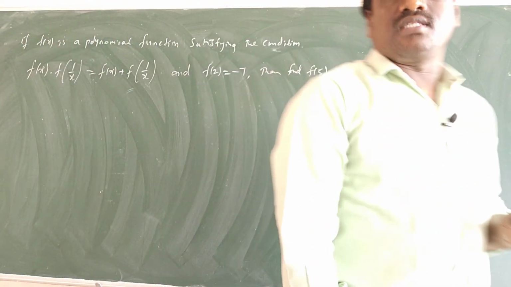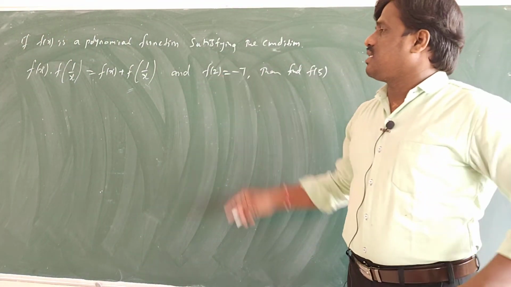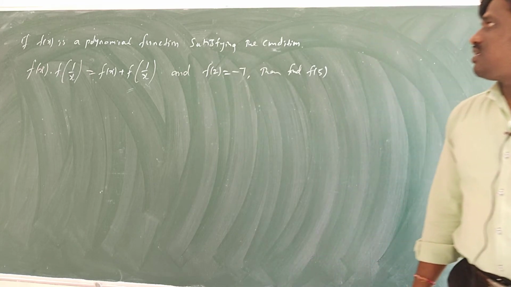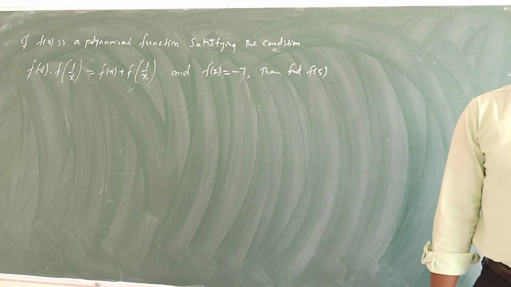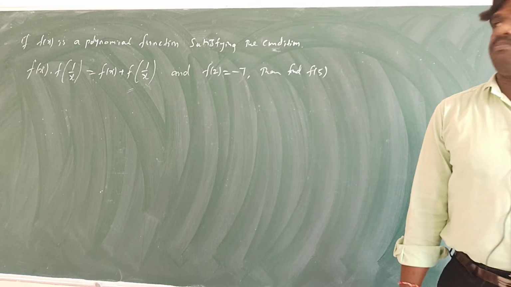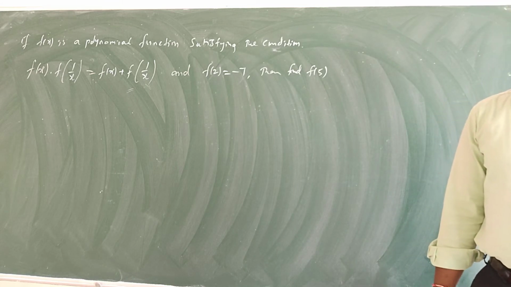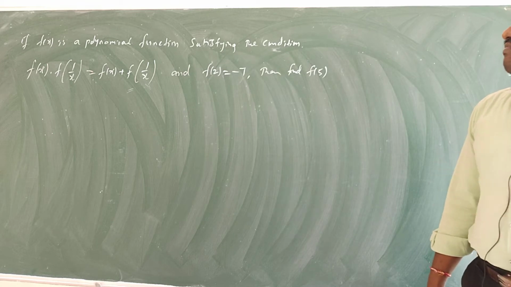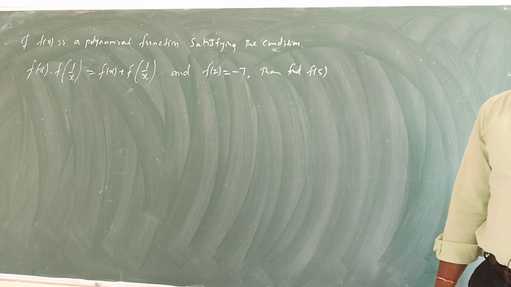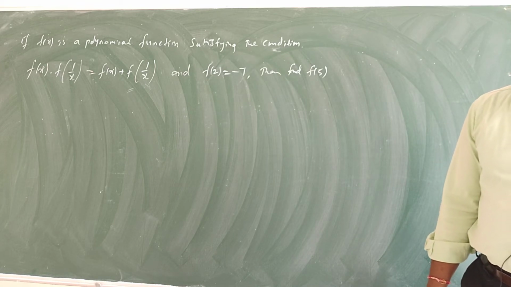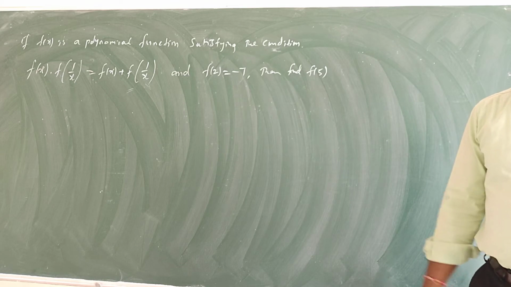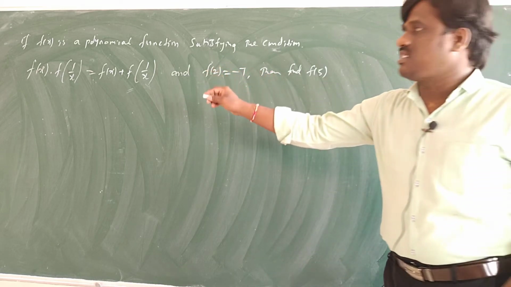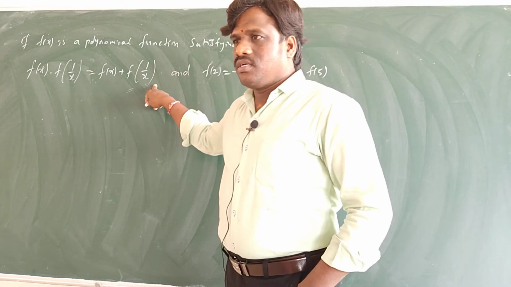f(x) is a polynomial function satisfying the condition f(x)·f(1/x) = f(x) + f(1/x), and they are given f(2) = -7 and asking to find f(5), right? Now tell me, what is the form of such an equation that I just gave you?